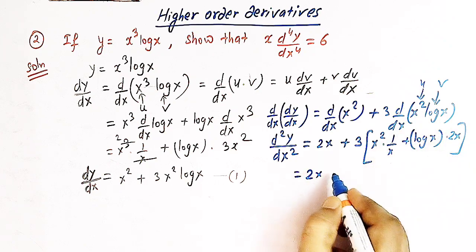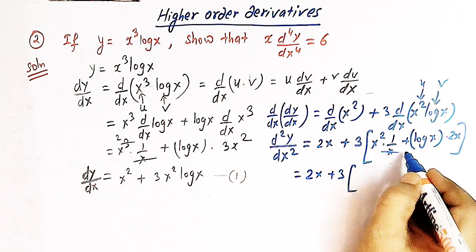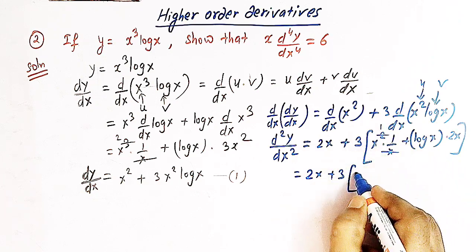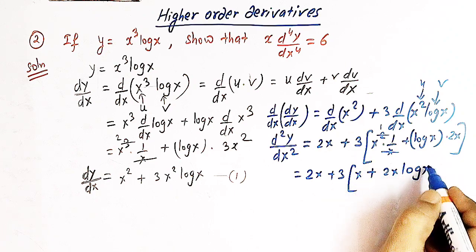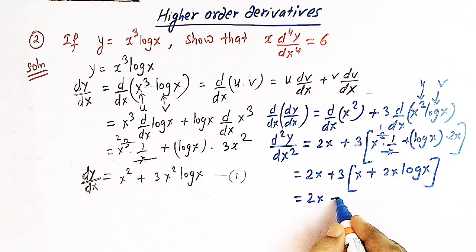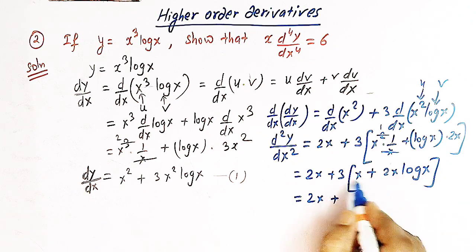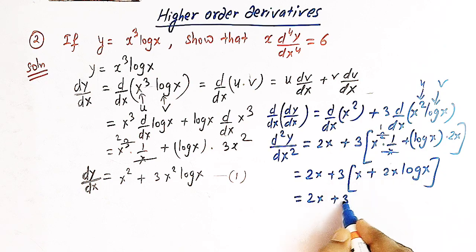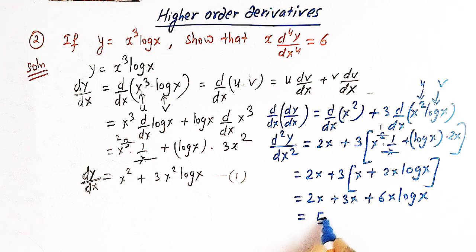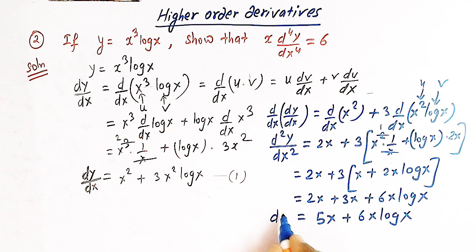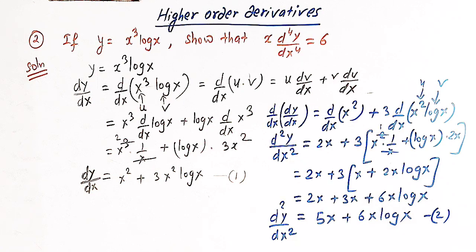So this is 2x plus 3, and here x and x get cancelled. We are left with x, and then we have 2x log of x, and this is 2x plus, multiplying these two terms by 3, we have 3x plus 6x log of x. So this is 5x, 2x plus 3x, 5x, and here we have 6x log of x. So the second derivative is given by this expression.